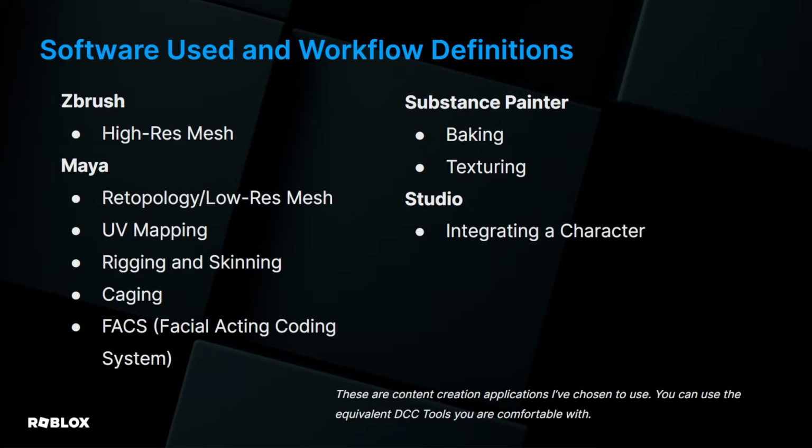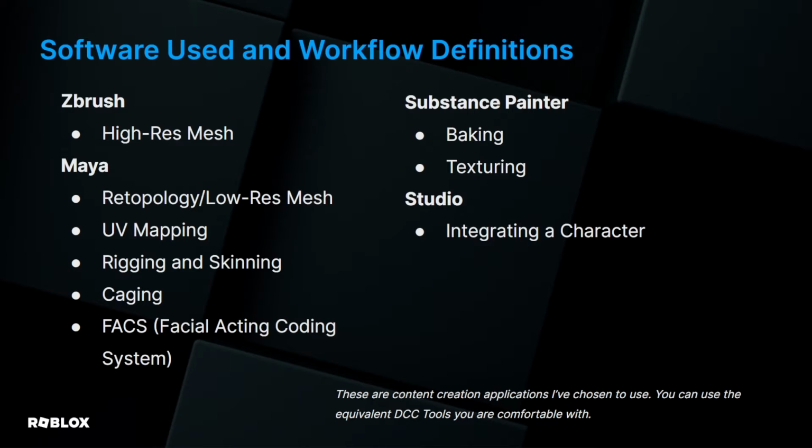Caging: a cage is a wrap deformer that defines the inner and outer surfaces of your asset, and it corresponds to an avatar in layered clothing. FACS: animated isolated facial movements that when used together can create any facial expression.